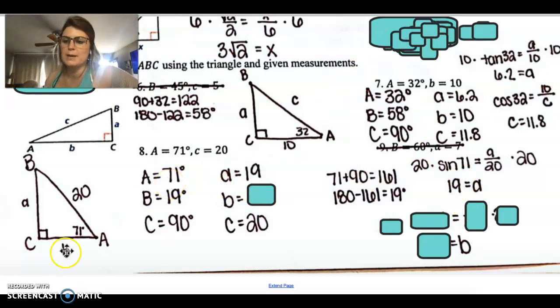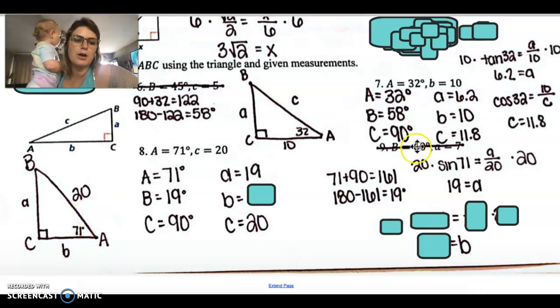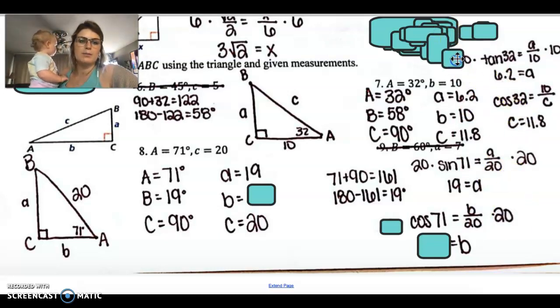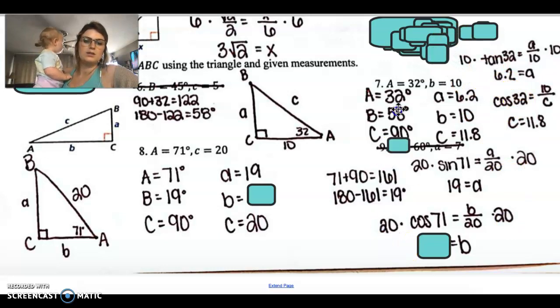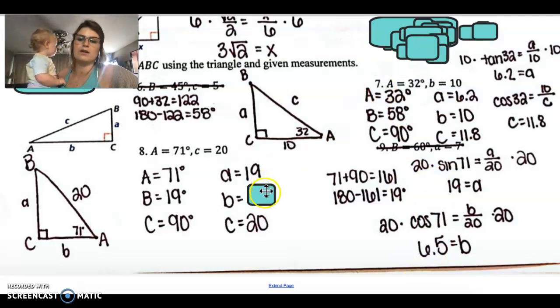Now we want to know side b. So b from 71 is adjacent. 20 is still the hypotenuse. Alright, so adjacent and hypotenuse gives us cosine. So we have cosine of 71 equals b over 20. 20 is still in the denominator, so we'll multiply by that. So you'll type in 20 cosine 71, and you get 6.5. So b is 6.5.